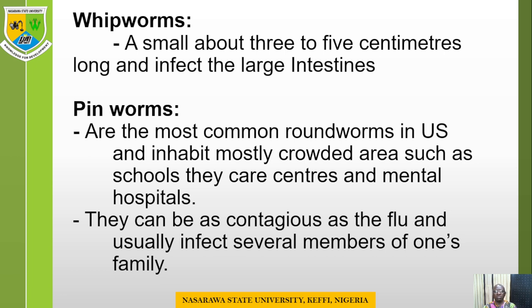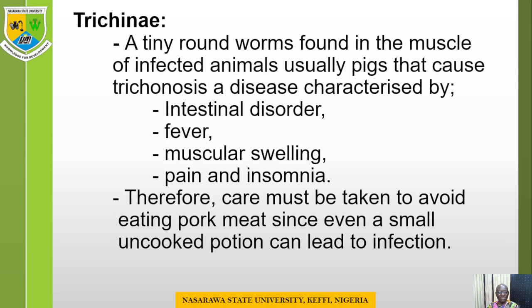They can be contracted where there is a crowd, particularly in schools or care centers, refreshment centers and others, including mental hospitals. So roundworms come in this form, and it is more devastating in the US. They can be as contagious as the flu and usually infect several members of one's family.